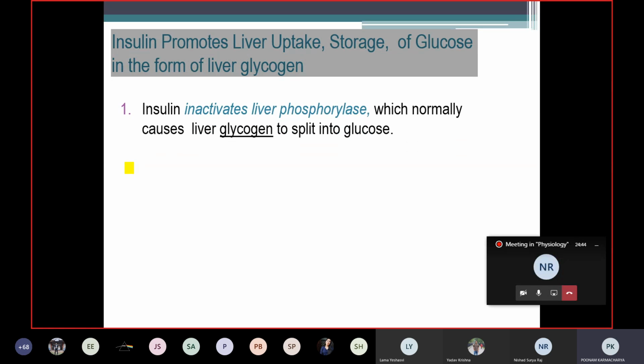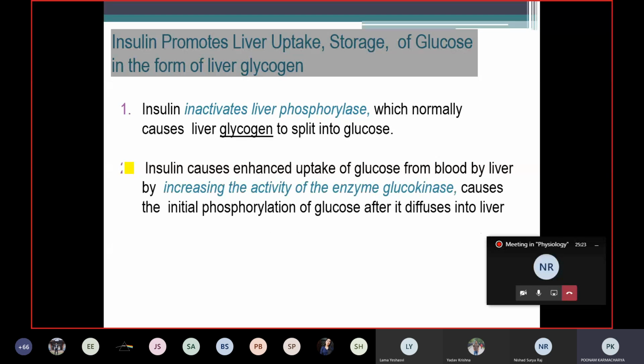First of all, insulin inactivates liver phosphorylase. We know that liver phosphorylase is an enzyme which is necessary for the breakdown of glycogen to glucose. And insulin will inactivate this liver phosphorylase so that liver glycogen will not be split into glucose. That is the first thing.